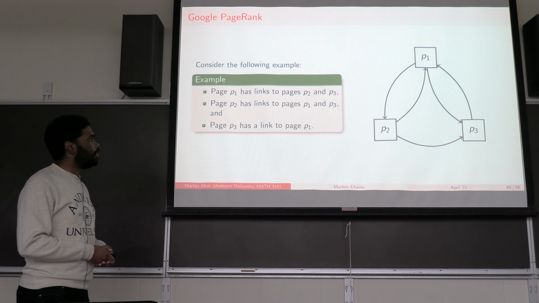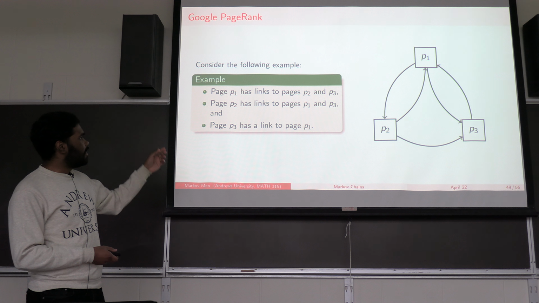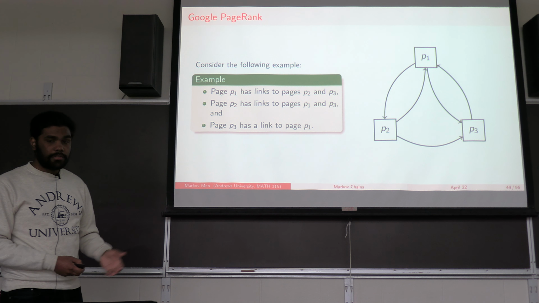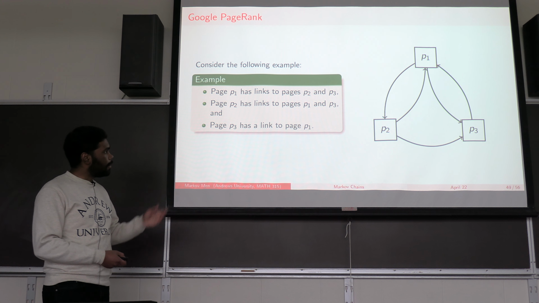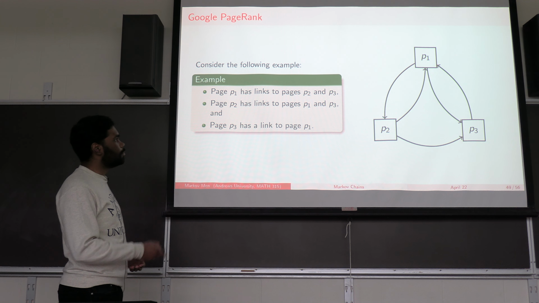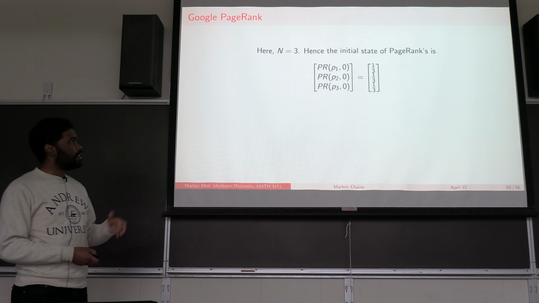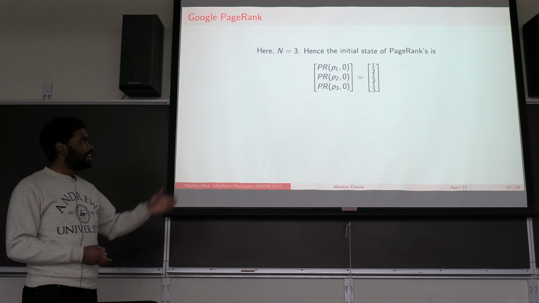All right, so let's go through the following example. Consider this example where page P1 is pointing to pages P2 and P3. P2 points to P1 and P3, and P3 points to P1. So here our total number of pages is 3. Hence the initial state of PageRanks is given by the following vector over there. If we calculate the first instance of PageRanks, we have those values. Similarly, the next instance is given through that calculation, and we see it's that vector over there.